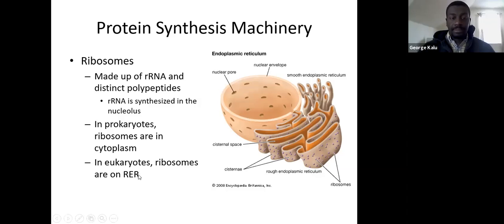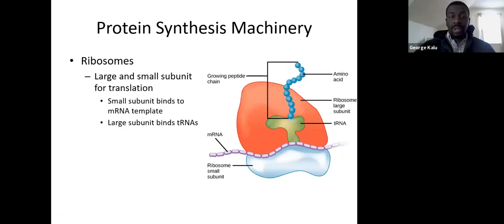So we're going to be looking mostly from the perspective of eukaryotes here for the sake of our discussion today. Ribosomes are the second major player in this process. Ribosomes are made up of two subunits: a large subunit and a small subunit. The small subunit is the part of the ribosome that actually binds onto the mRNA that we produce from transcription. So that's going to be the first portion here.